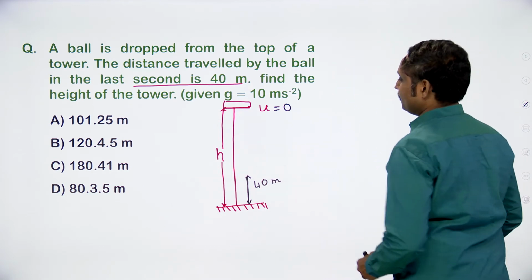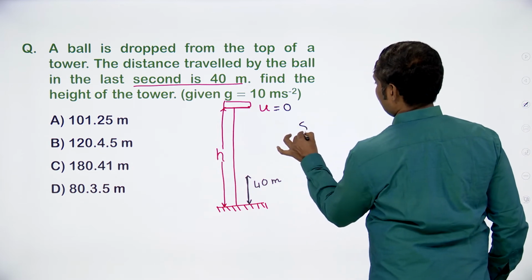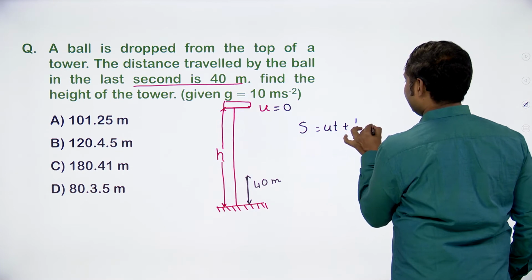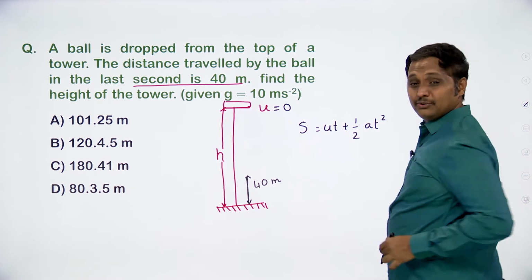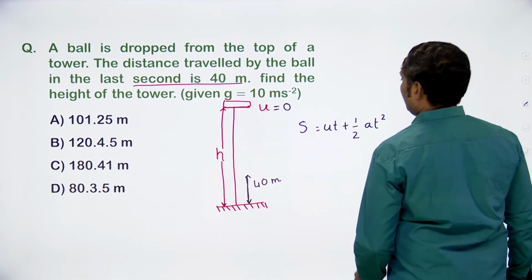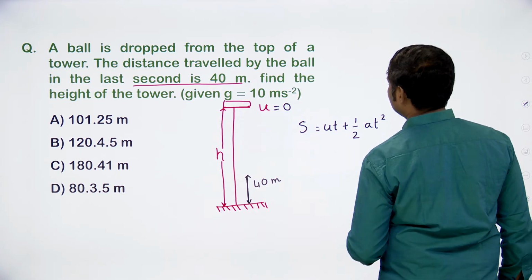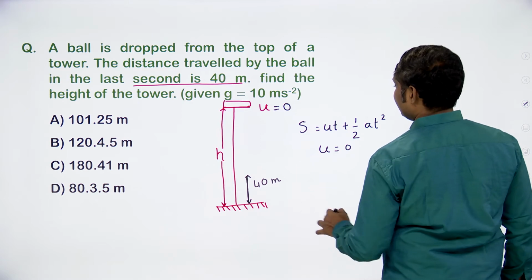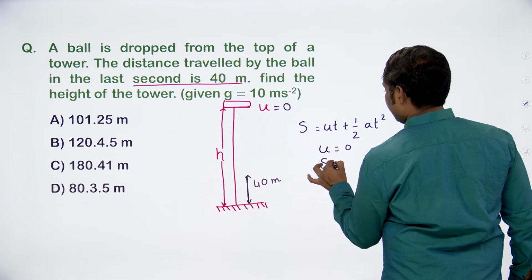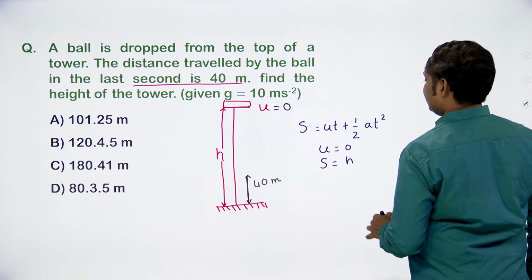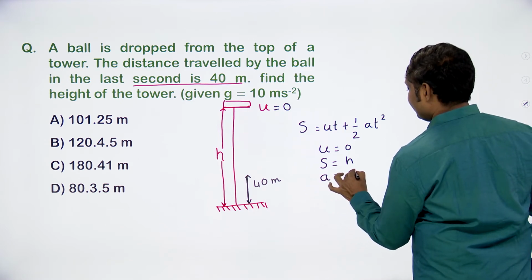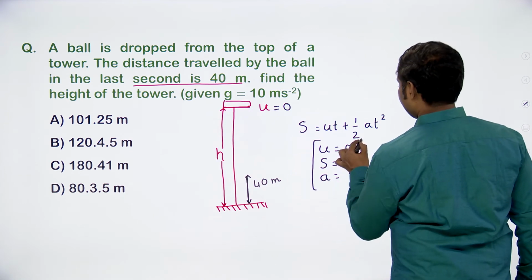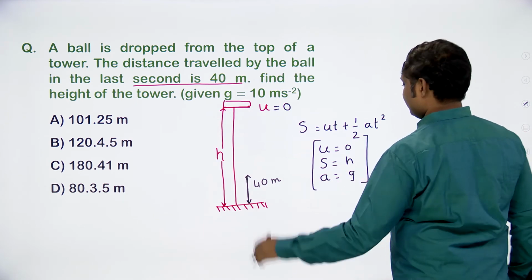By knowing the equation of motion, S is equal to ut plus half at square. This is very clear, you would like to know about this one, right. Now, you are going to have u is equal to 0, very clear, and S is equal to h, let us assume, and a is equal to g. These are all the considerations.